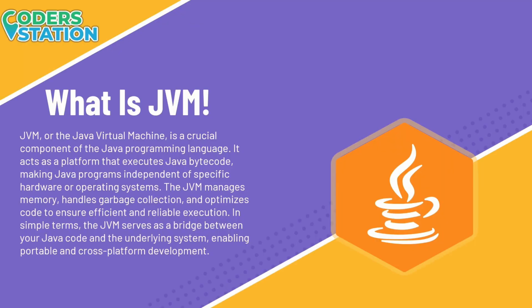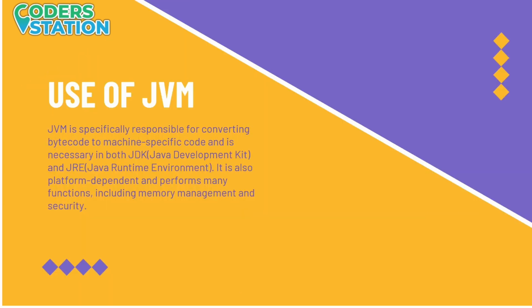So, JVM or Java Virtual Machine, it acts as a platform that executes Java bytecodes, making Java programs independent of specific hardware or operating system. The JVM manages memory, handles garbage collection, and optimizes code to ensure efficient and reliable execution. In simple terms, the JVM serves as a bridge between your Java code and the underlying system, enabling portable and cross-platform development.